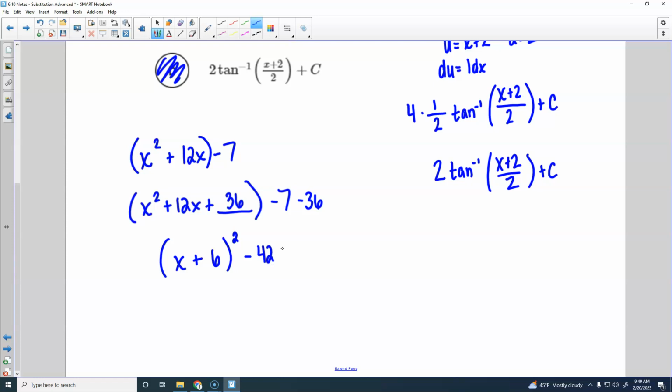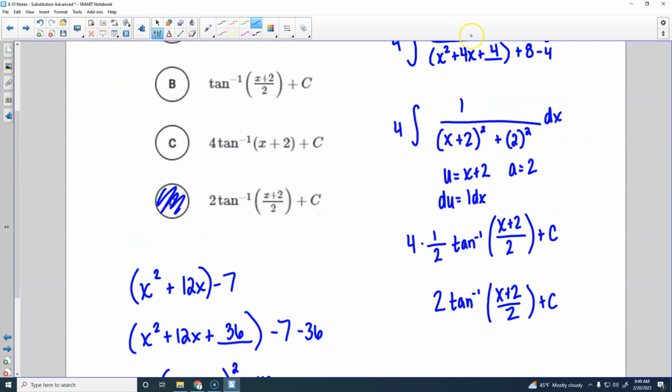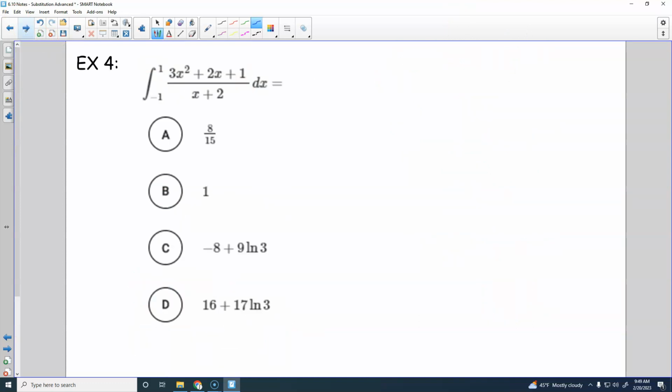So that's your process for these. The first two, it's not always a 4 and a 2, it just happened to be for those. All right, here's another one.